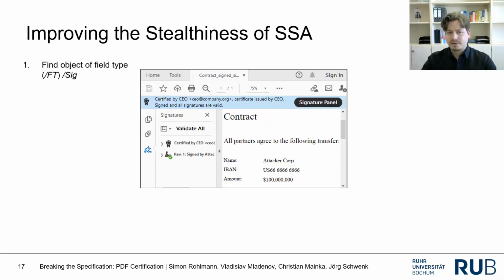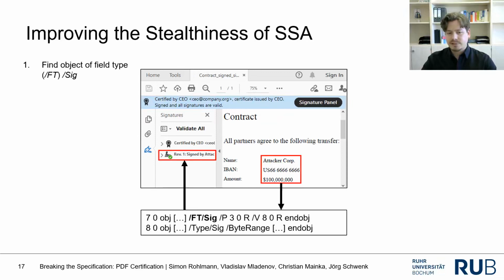In the first step, we have to find the object of file type SIG. As you can see, we find file type SIG in object number 7. Object number 7 contains a reference to the page object P, to object 3, and the validation reference to number 8. Object 8 contains the signature value. In the second step, we have to change the reference of the page object to our own signature object. This means we change the reference 3 to 7.